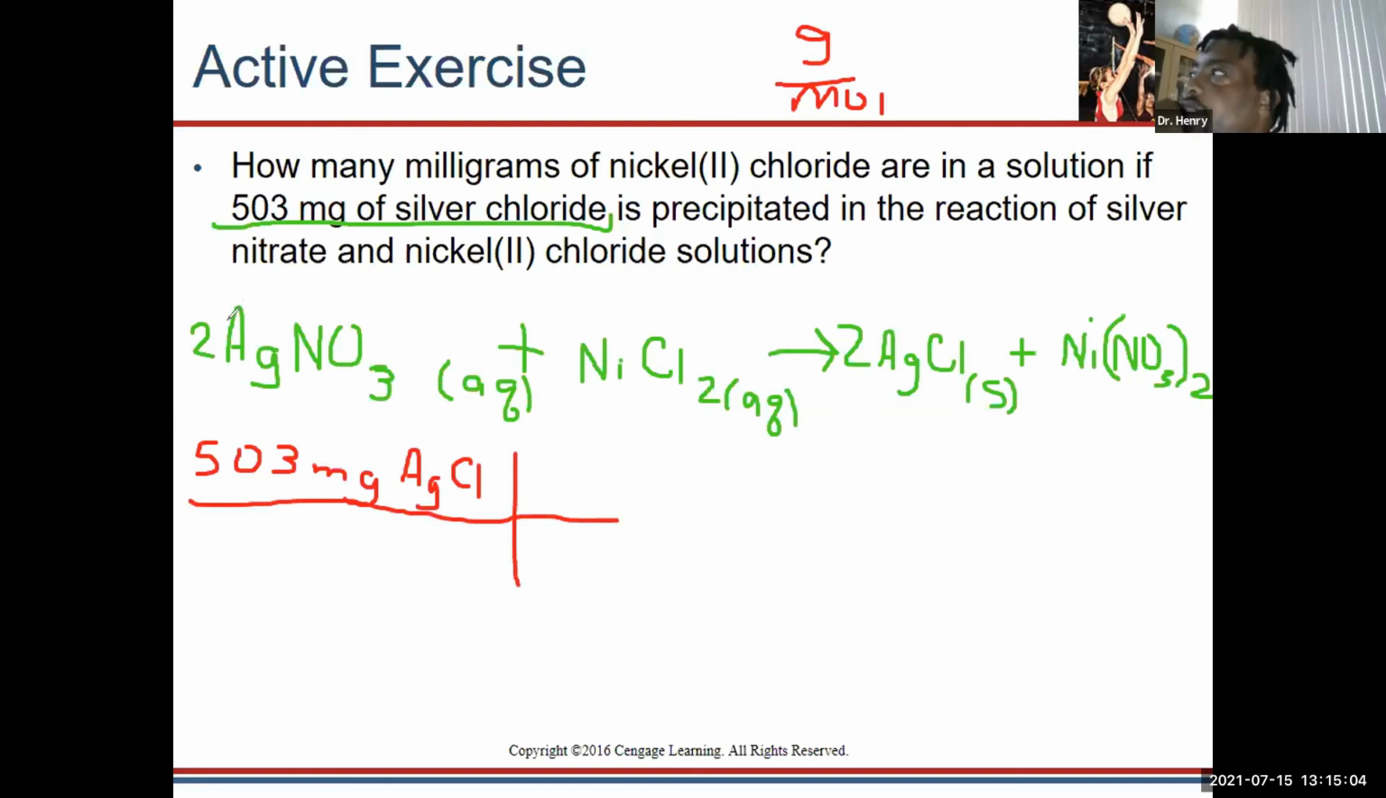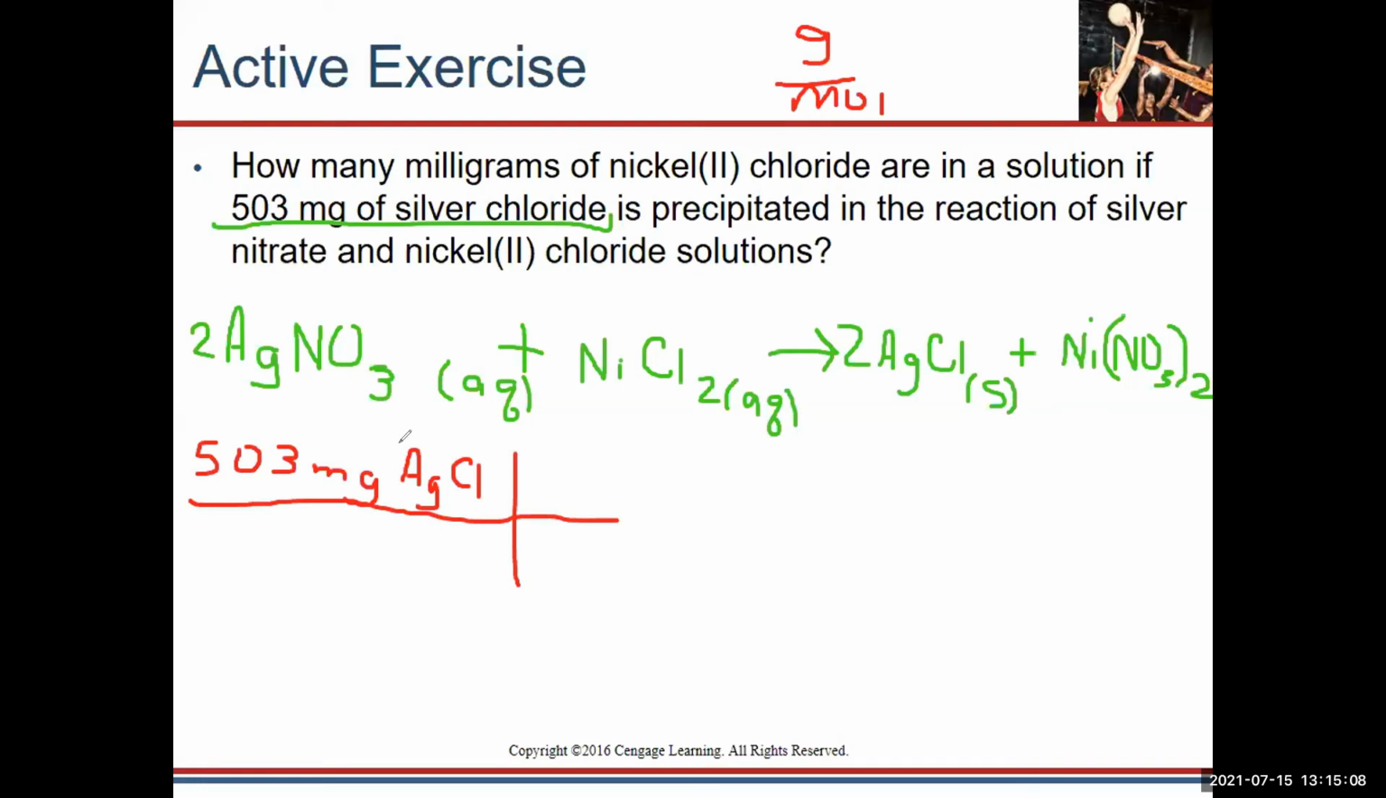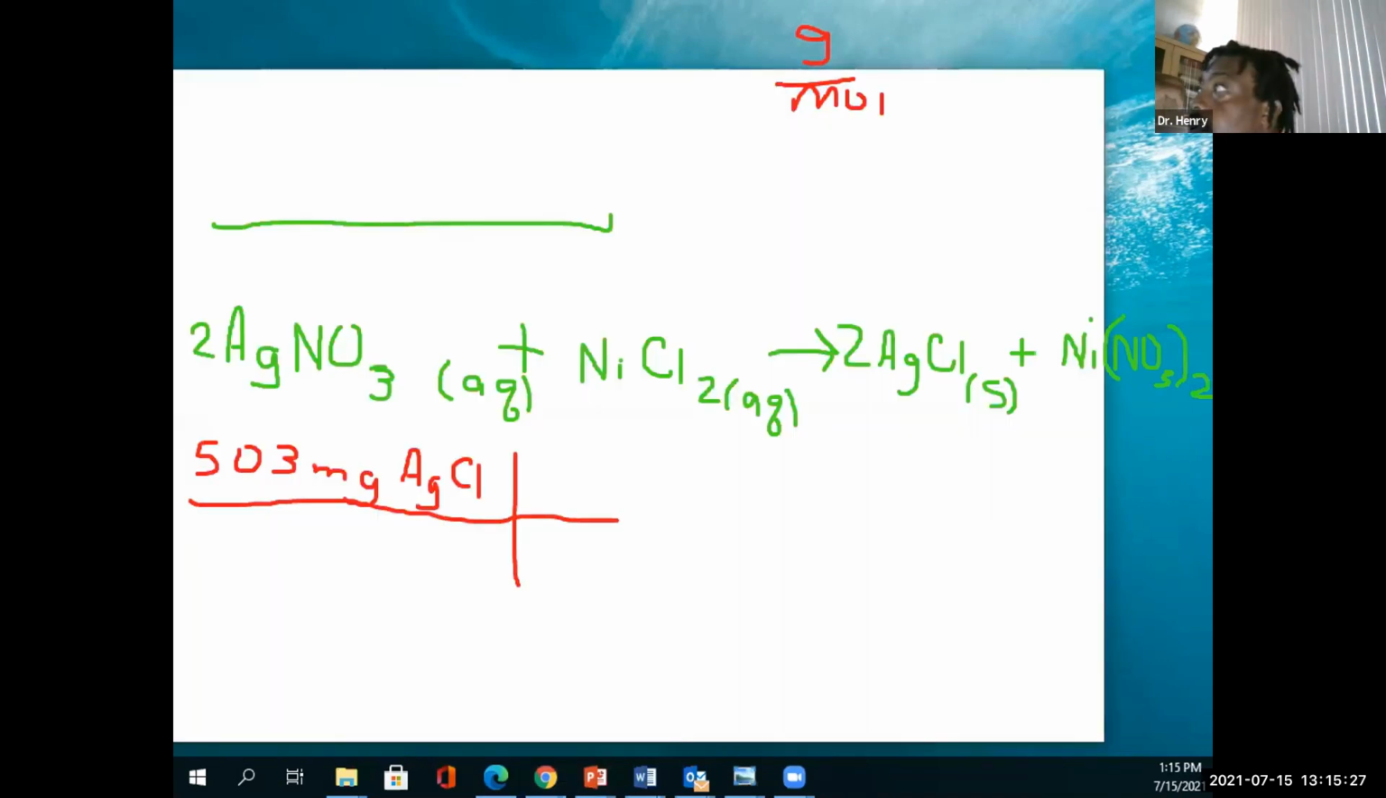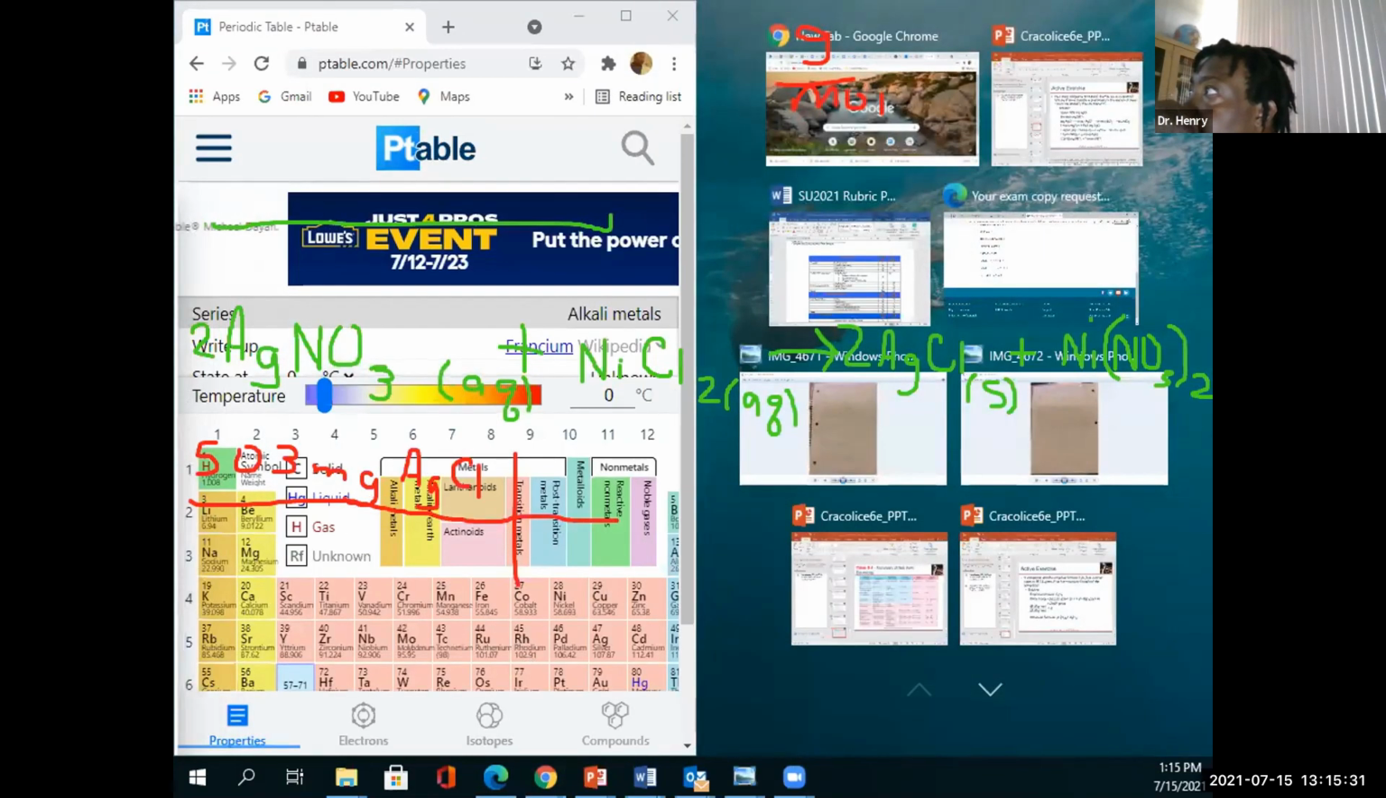what is the molar mass of silver chloride? Anybody know? It's the atomic mass. That's right. So it will be the atomic mass of silver chloride, right? So what is the atomic mass of silver chloride? Yep, silver and chloride put together. That's right.